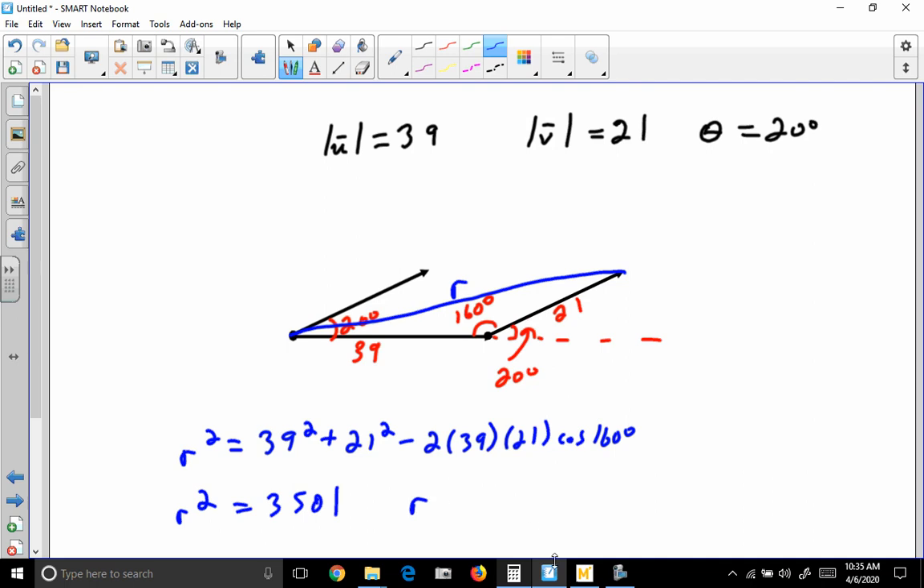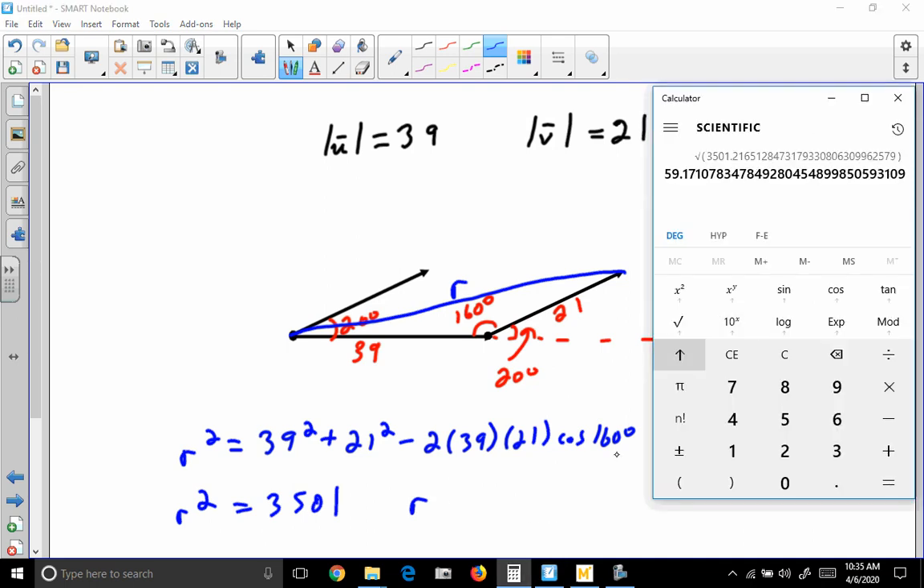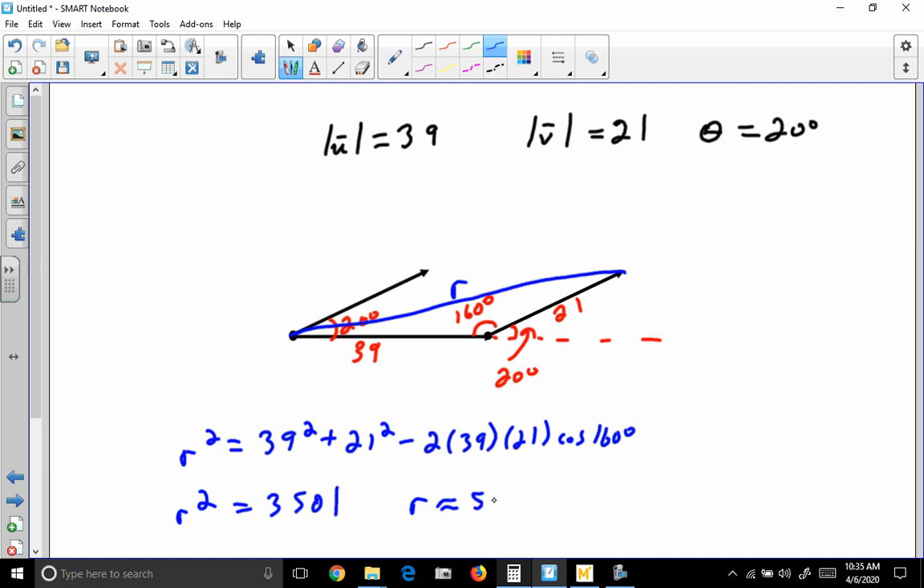If we take the square root of both sides, we get r is about 59.2, or we could call that 59. So that's the length of the resultant, the magnitude of it.